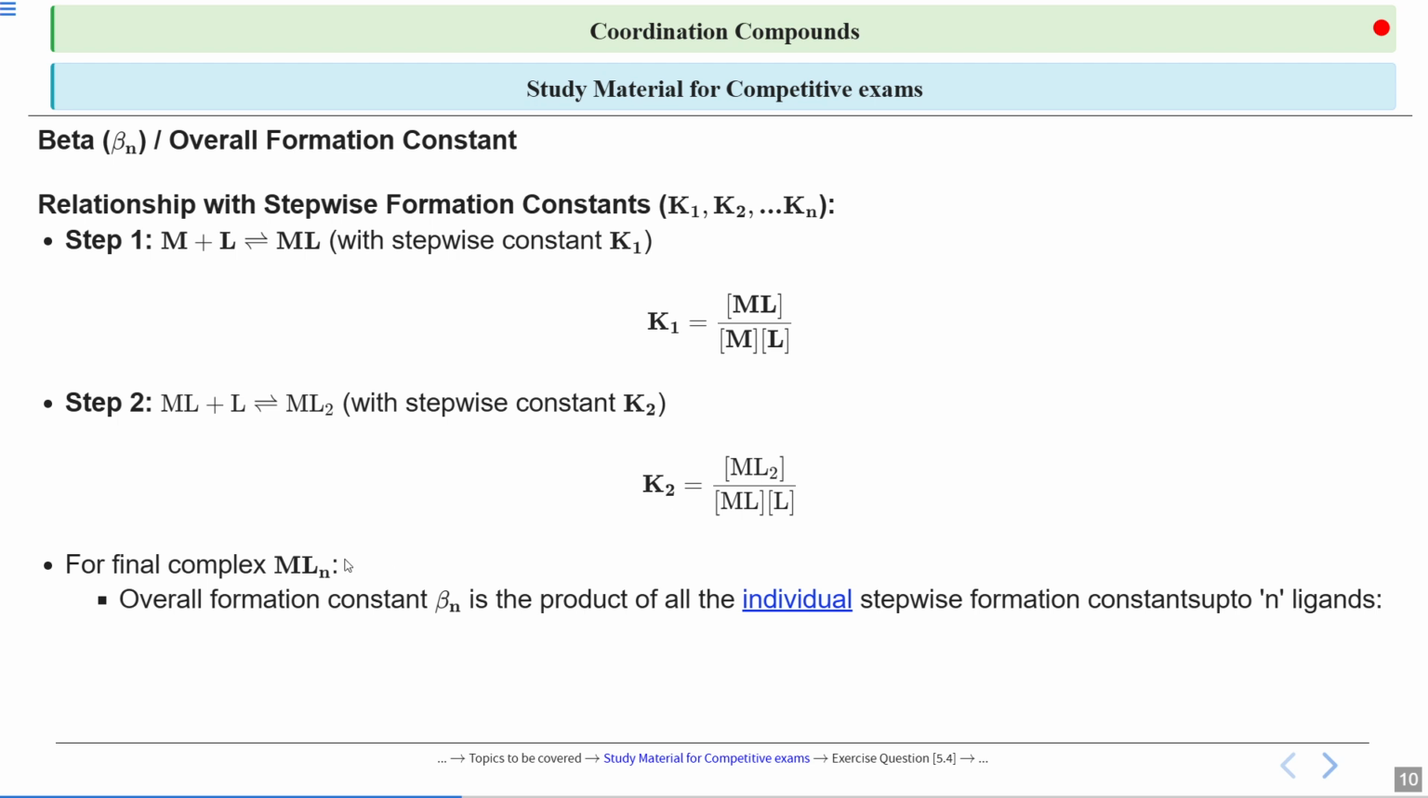constants, right? So the overall formation constant, beta n, is going to be equal to the product of all the individual stepwise formation constants up to the n ligands. The steps you have followed and the values of the constants you have derived, you just have to multiply them, and the product of all those individual stepwise formation constants will be equal to the overall formation constant, beta n. So beta n will be equal to K1 multiplied by K2 multiplied by K3 up to Kn, the product, right?